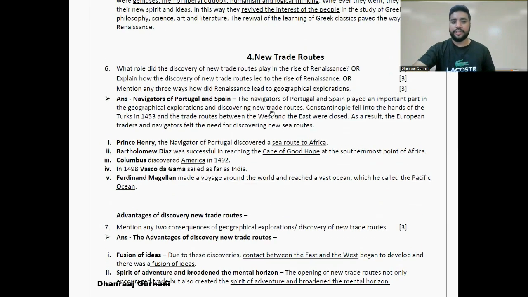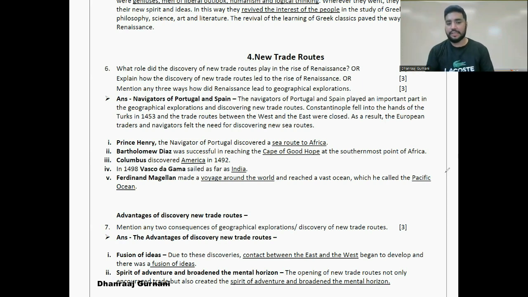Sixth one, new trade routes. How did the discovery of new trade routes play a role in the rise of the Renaissance? Navigators of Portugal and Spain. The navigators of Portugal and Spain played an important role in geographical explorations and discovering new trade routes. We did this before. Constantinople fell into the hands of the Turks in 1453, and the trade routes between the west and the east were closed. As a result, European traders and navigators felt the need to discover new trade routes.